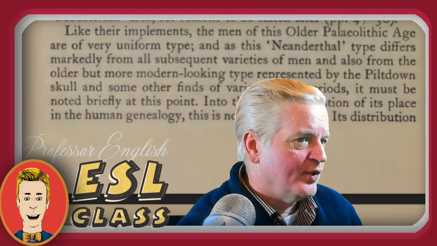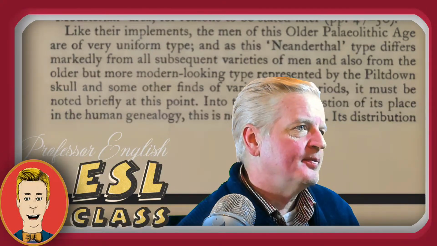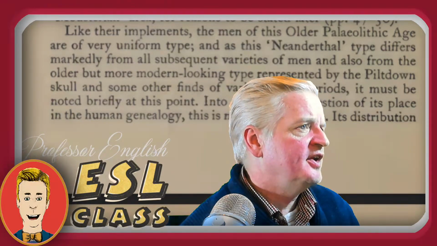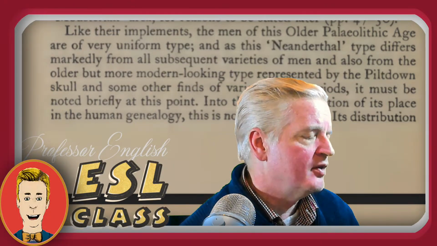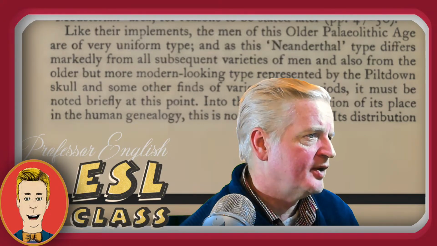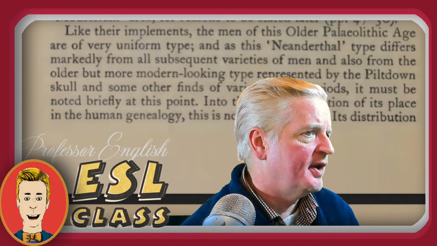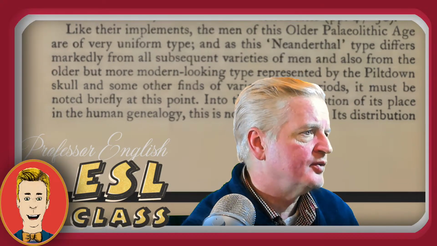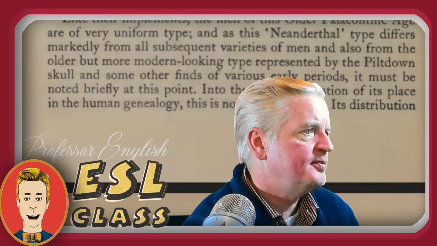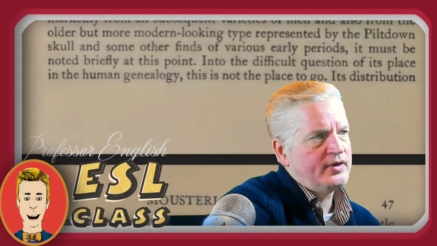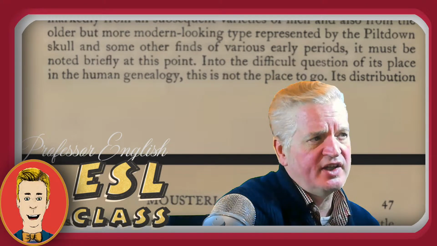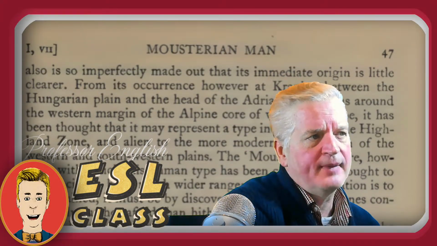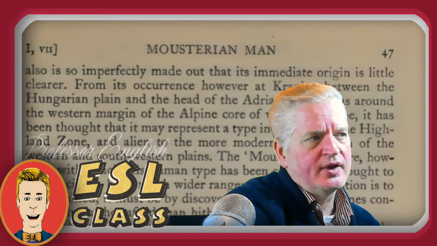I have to read this again. This is like my third time reading it, but there's something about this. Like their implements, the men of this older Paleolithic age are very uniform. So the older Paleolithic human seemed very uniform, there wasn't much difference from region to region. They all seem the same. But this Neanderthal type differs markedly from all subsequent varieties of men, and also from the older but more modern-looking type represented by the Piltdown skull, and some other finds of various periods. It must be noted briefly at this point that into the difficult question of its place in human genealogy, this is not the place to go. Its distribution also is so imperfectly made that its immediate origin is a little clearer.